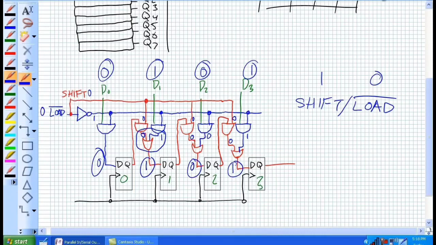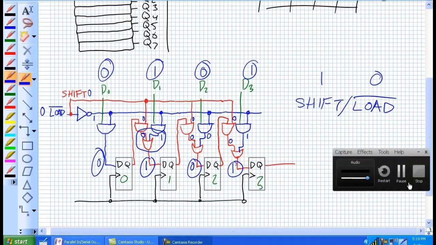Ta-da! Clock pulse comes along, bang. That is what our Q outputs are. 0, 1, 0, 1. Now, we want to go ahead and shift. And in this particular case, how many clock pulses is it going to take to get the data off? Well, there's 4 bits, so it's going to take 4 clock pulses to get the data off. Let's go ahead and clean this diagram up, and we'll see how that's done.